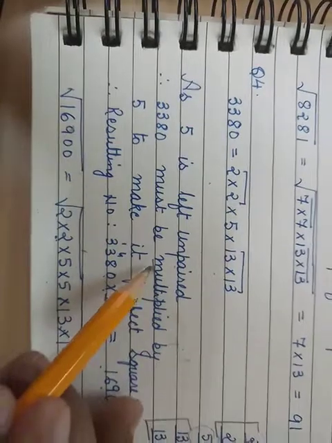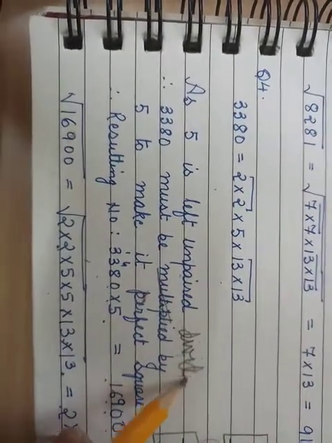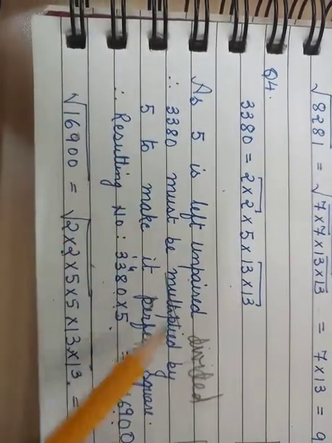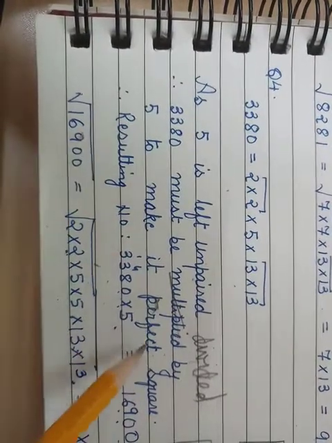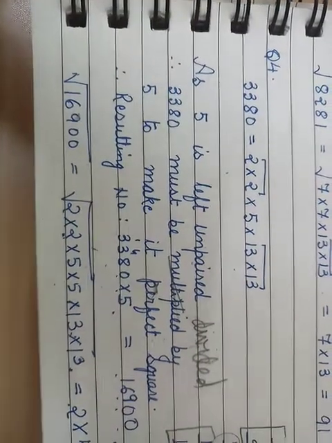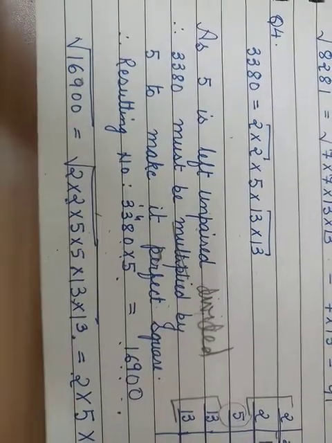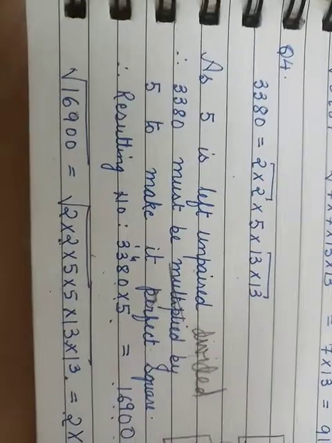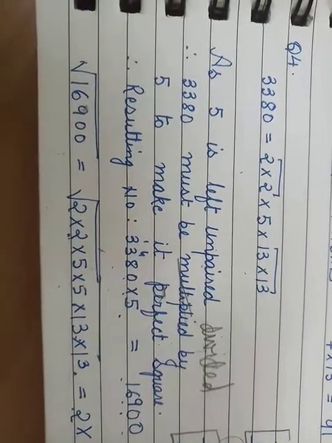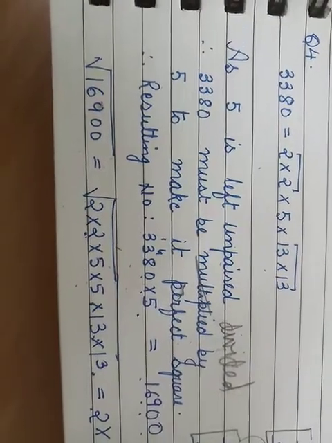Now in place of multiplying, we'll divide. So we'll strike off multiplied, and write divided in its place. What is left unpaired? It is 5. So we'll divide it by 5 to make it a perfect square. After dividing, we'll write the resulting number and then we'll find the square root of it. Okay, questions number 4 and 5 are to be done with the same method, but instead of multiplication you have to write divide, and again you have to find out the square root of that number.